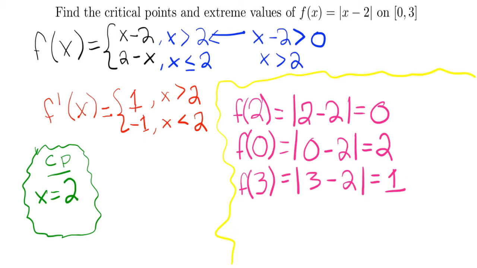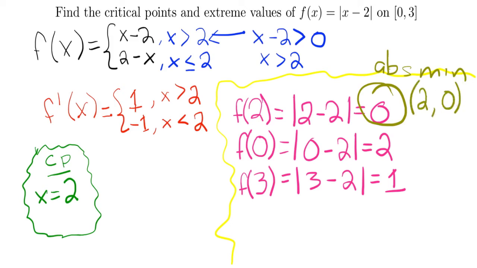Okay, and then we pick them. So the absolute minimum would be this guy because that's the smallest one. You guys like my asparagus color? Absolute minimum occurs at the point x equals 2, y equals 0.